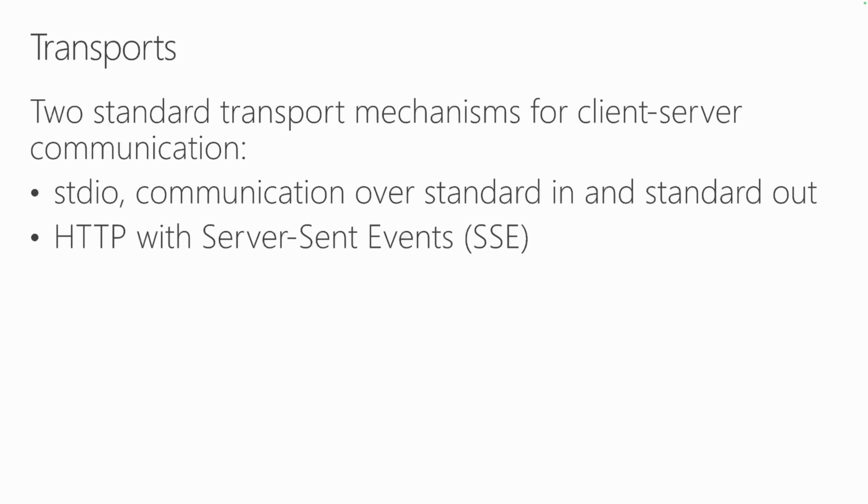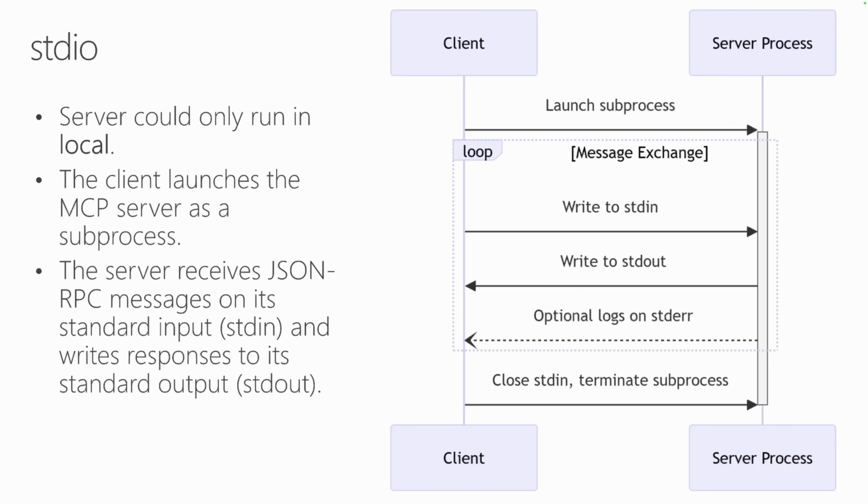Okay, then we have to talk about the transport, because there are two standard transport mechanisms for client-server communication: how the MCP client and MCP server communicate. They can use standard in and standard out communication, or HTTP with server-sent events. In the first way, the server can only run locally. The client launches the MCP server as a subprocess and receives JSON-RPC messages on its standard input and writes responses to its standard output.